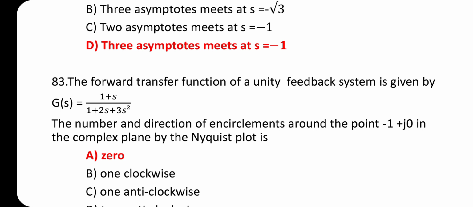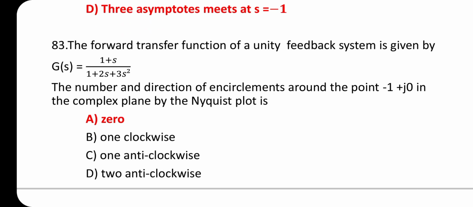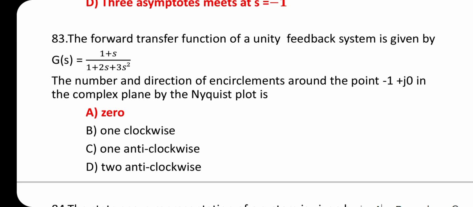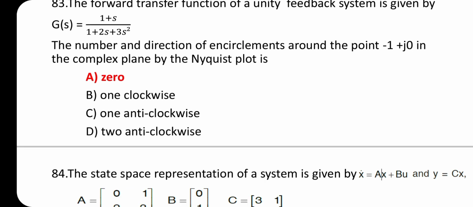83. The forward transfer function of a unity feedback system is given by G of S equal to 1 plus S divided by 1 plus 2S plus 3S square. The number and direction of encirclements around the point minus 1 plus J0 in the complex plane by the Nyquist plot is option A, 0.